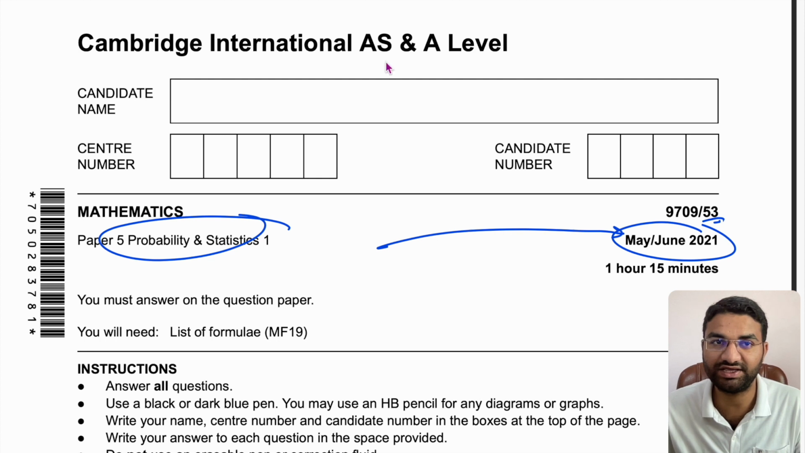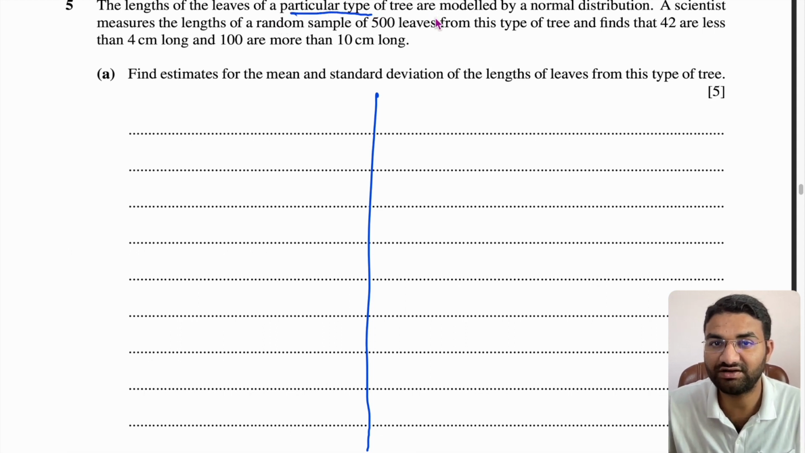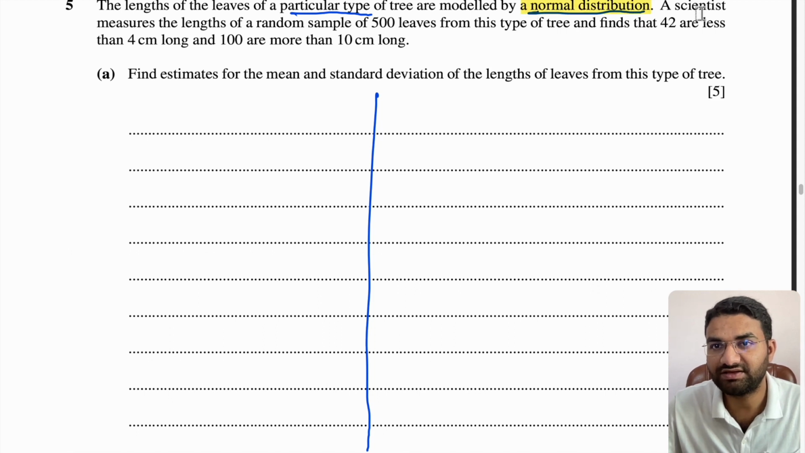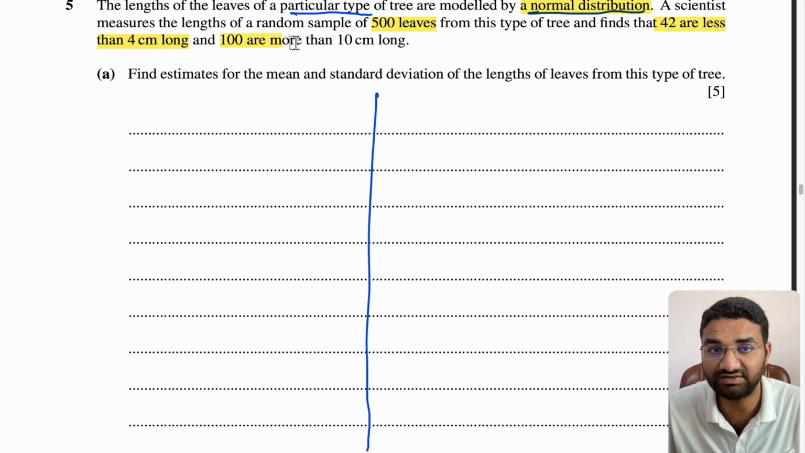So we have to discuss Probability and Statistics 1, May-June 2021, paper 53. Straight away, moving on to our question. It says that the length of leaves of a particular type of tree is modeled by the normal distribution, and scientists measure the length of random samples of 500 leaves from this type of tree and find that 42 are less than 4 centimeters long and 100 are more than 10 centimeters long.